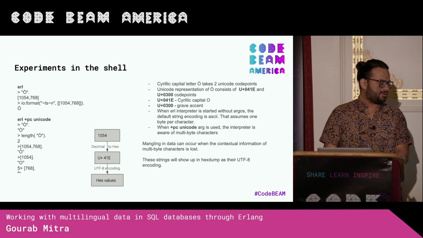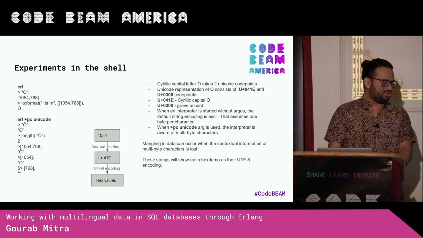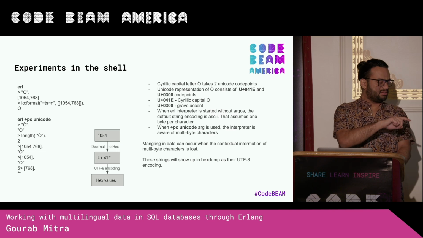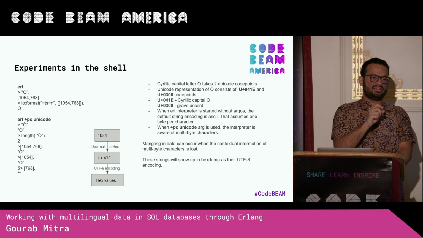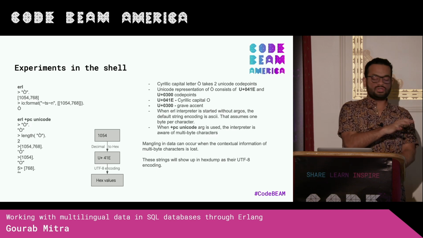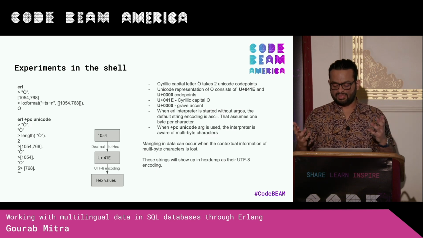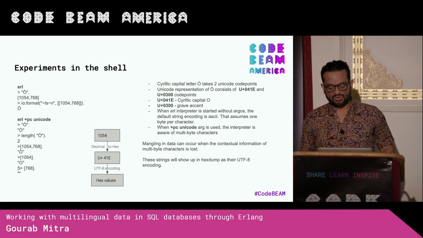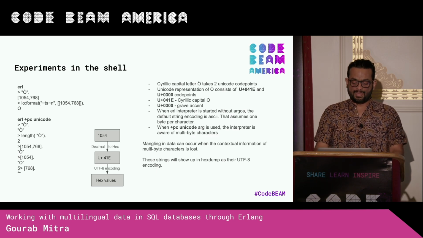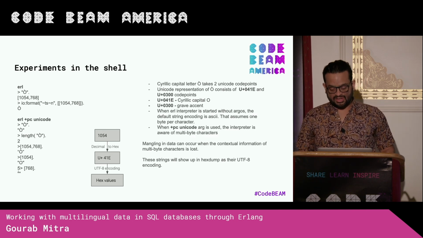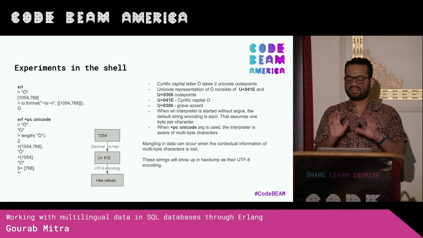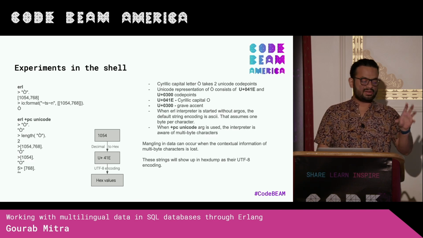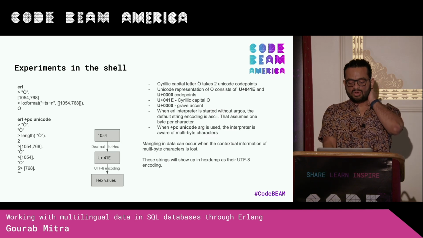So when you type out the O with grave string into the Latin 1 shell, it gives you these numbers, which at first made zero sense for me: 1054, 768. But if you coerce the shell enough, it shows you the UTF-8 encoded string, but you have to do an io:format, give it specifiers, and then you can get back the original representation. So I think it's important to make sense of these numbers.